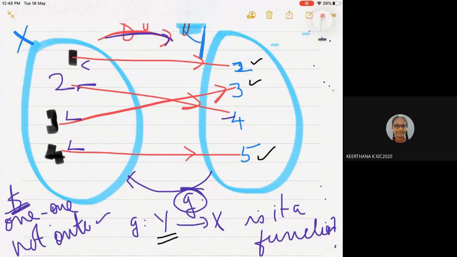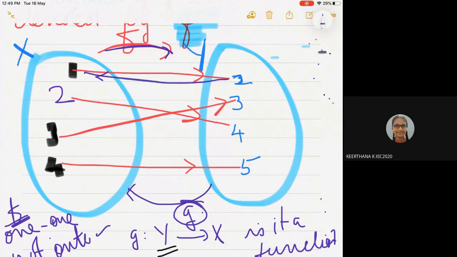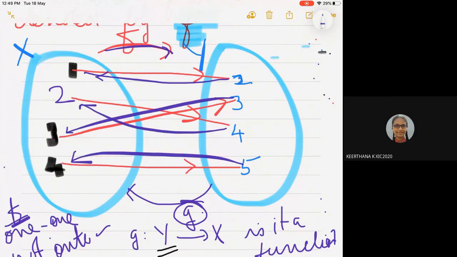I'm just rubbing it off this. You can see that in the present situation f is 1-1 as well as onto. And you can invert the function, and the inverse mapping is defined like this: 3 to 3, 4 to 2, and 5 to 2. Now this mapping we call the inverse of f, and you can denote it by f inverse. Instead of g, I can denote it by f inverse.